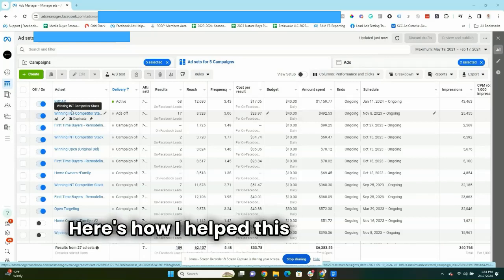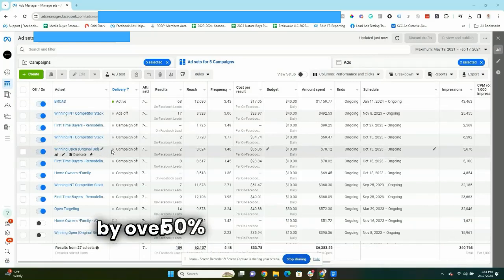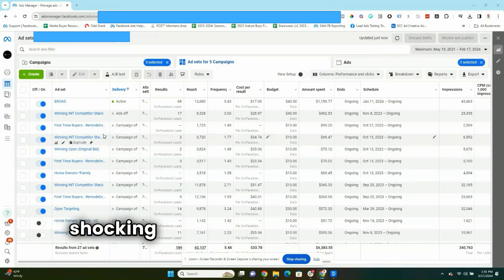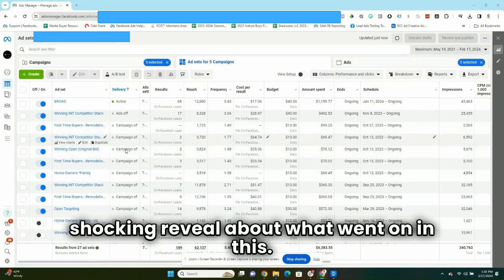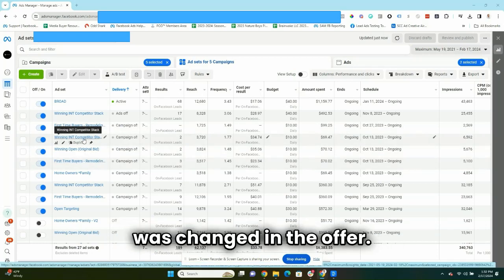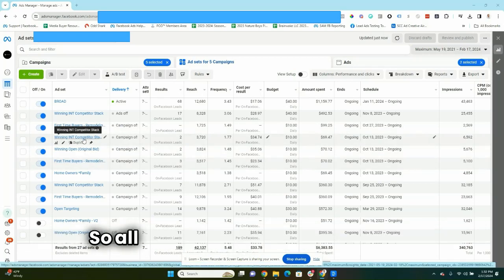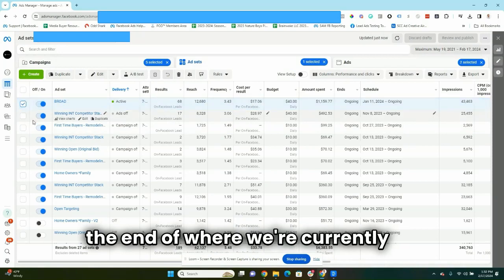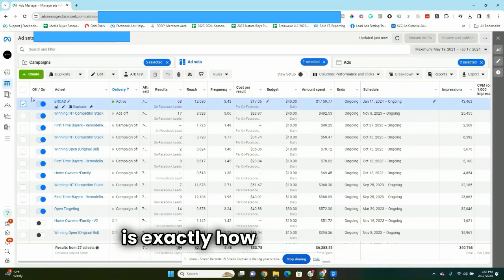Here's how I helped this agency reduce their leads by over 50% on one of their client accounts. Stick around for the end for a shocking reveal about what went on in this. First, for context, nothing was changed in the offer, nothing was changed in the lead form. So, all the same offer, same quality of leads coming through for it. You can already see the spoiler at the end of where we're currently at. And what I'm going to run through is exactly how we got there.